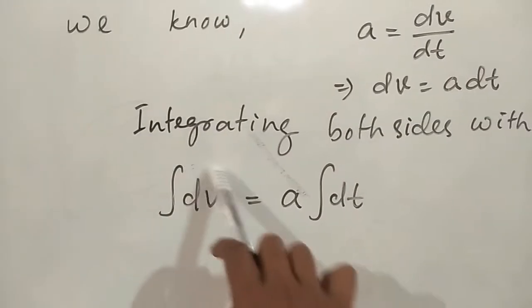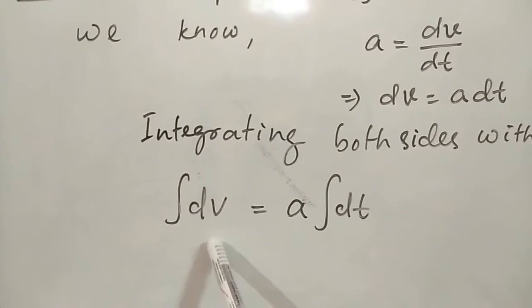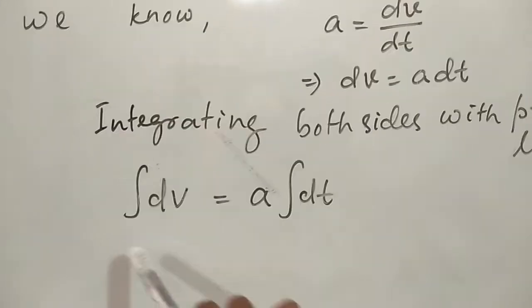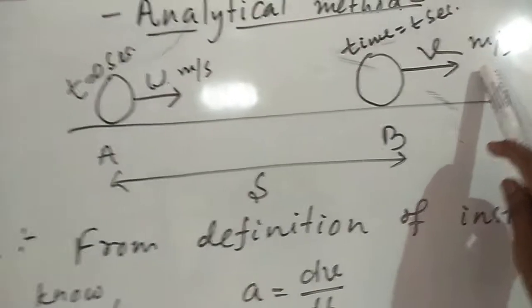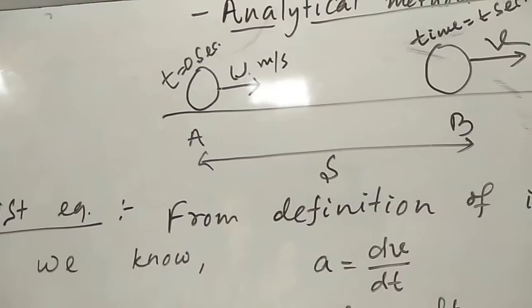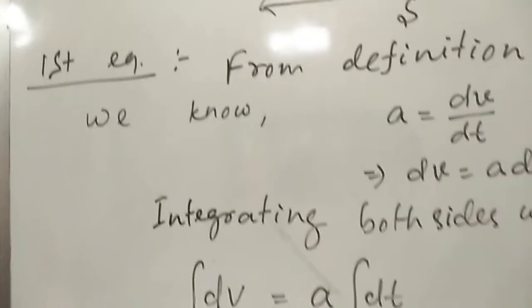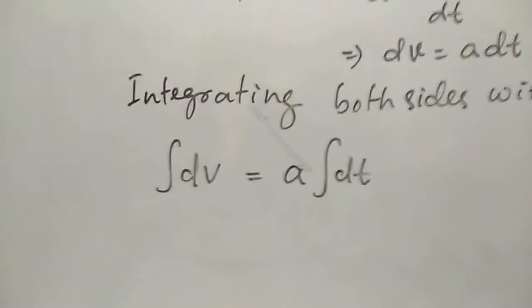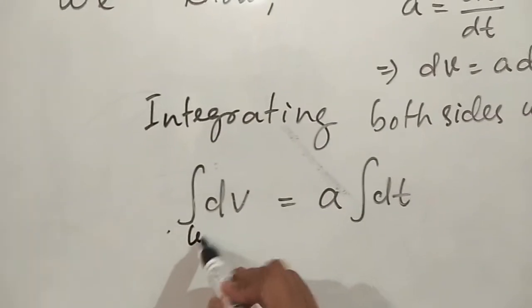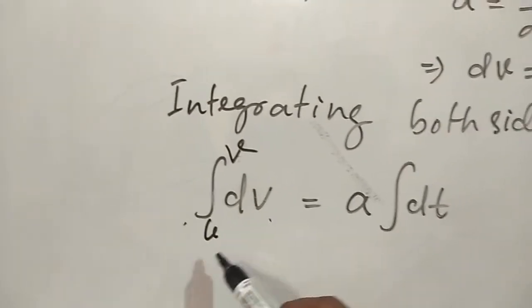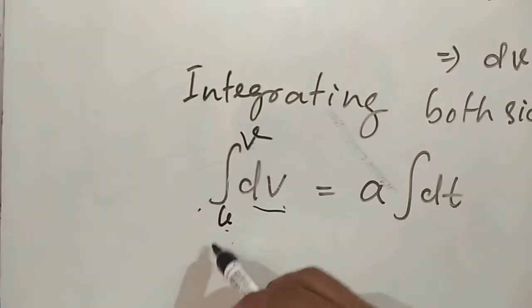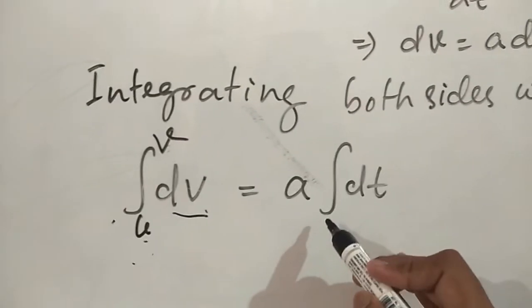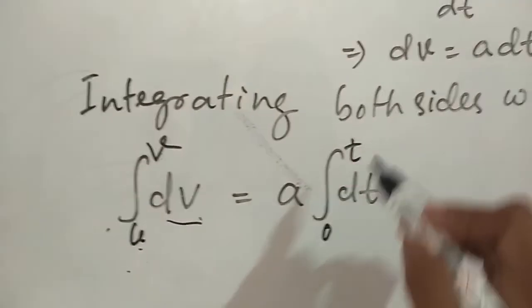Now we say this is the integration of our velocity. How is velocity changing? Write it with proper limits. Limit means how it is changing. You see here the velocity was u and here the velocity is v. So velocity changes from u to v. You have to write u as the lower limit and v as the upper limit. That is the integration of dv from u to v, velocity changing from initial to final. Then time changes from 0 to the final time t second.